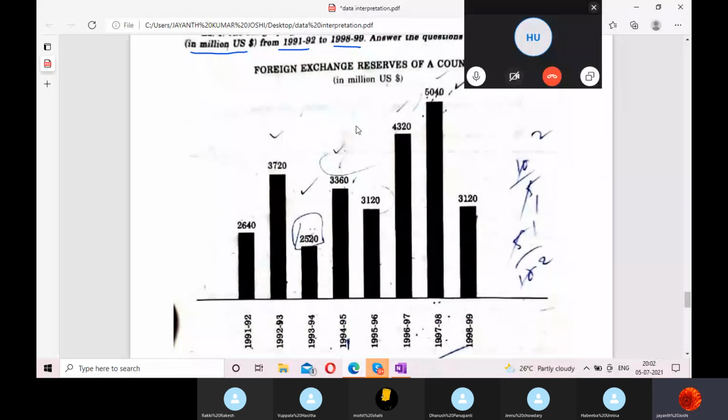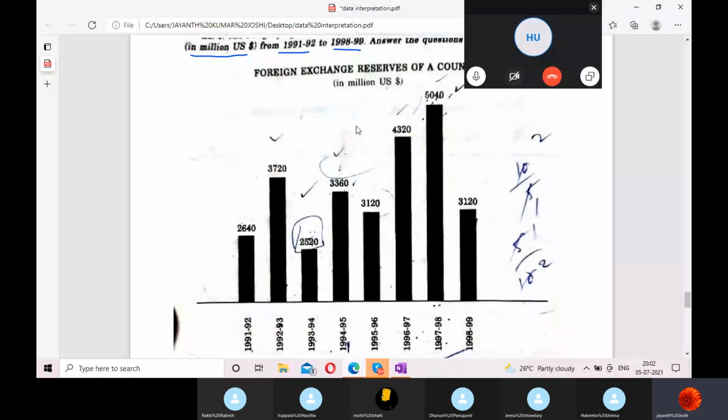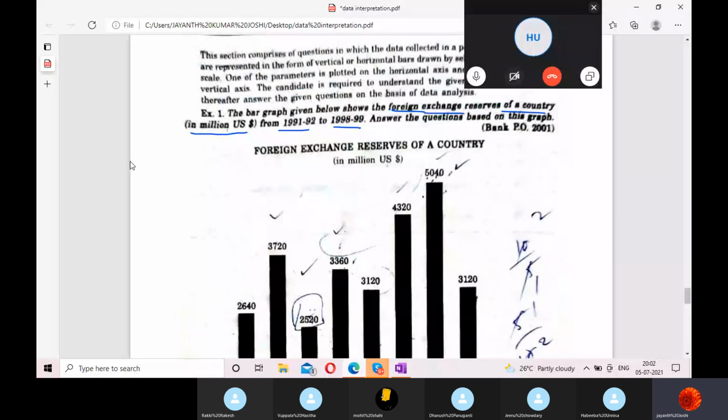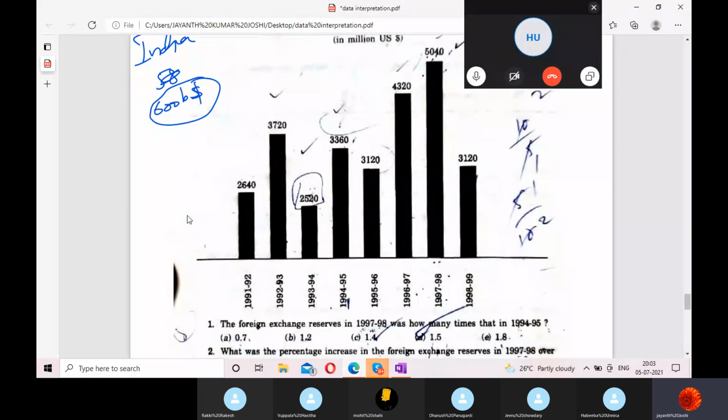All of you please follow up. They have given the foreign exchange reserves of a country. Foreign exchange reserve is nothing but, India also has, I think, 600 billion plus dollars of foreign reserves. Like that, there are some countries which have foreign exchange reserves. They did not mention the countries, but they have given the data.